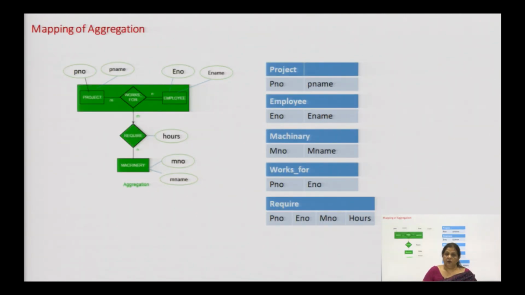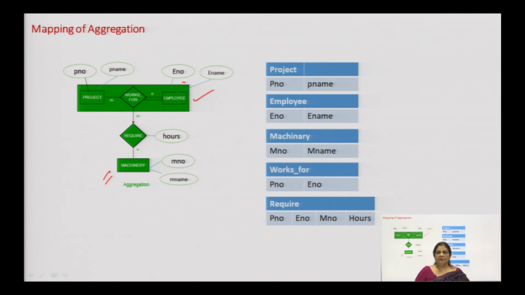Now, aggregation. What was aggregation? Aggregation means that when we cannot have a relationship with a relationship, we want to show a relationship between 2 relationships. When we are not able to do that, we use the concept of aggregation. Aggregation combines a relationship between 2 entity types into a single high level entity type. So, if this is a single high level entity type, then we can have a relationship with some other entity type. This is what an aggregation is.